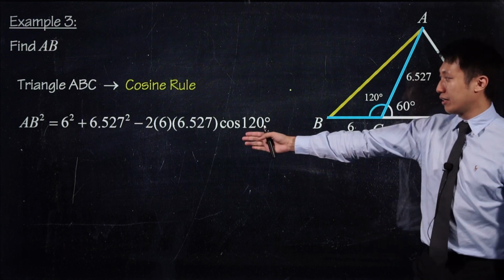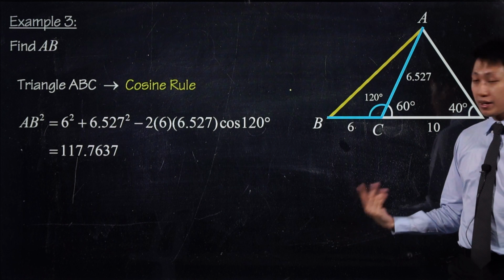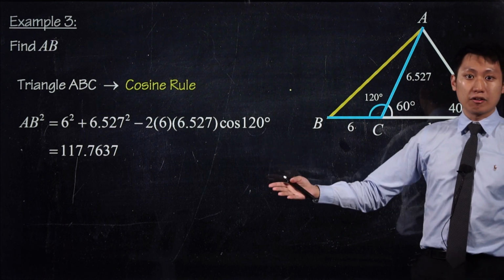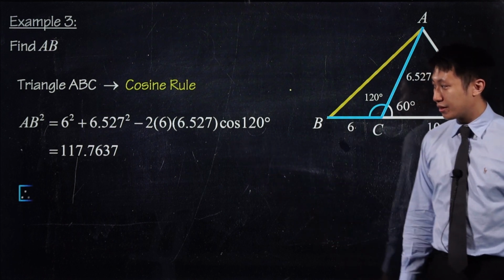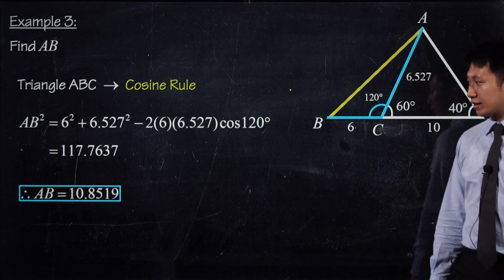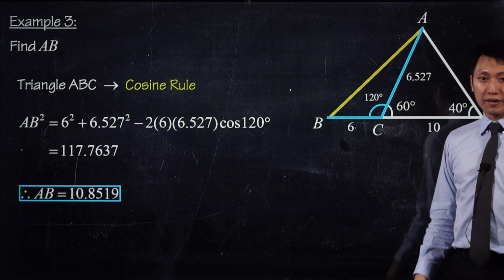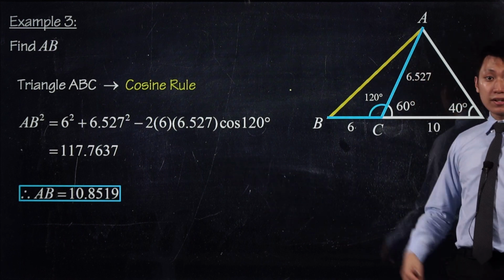So you got this, no problem. Great, so you have that one, solve for it, then you get an answer. This is the square. Remember to take the square root of this number. You take the square root of that number, it is 10.8519. If there's a unit like cm, then you write the unit. Great, so you have done this.